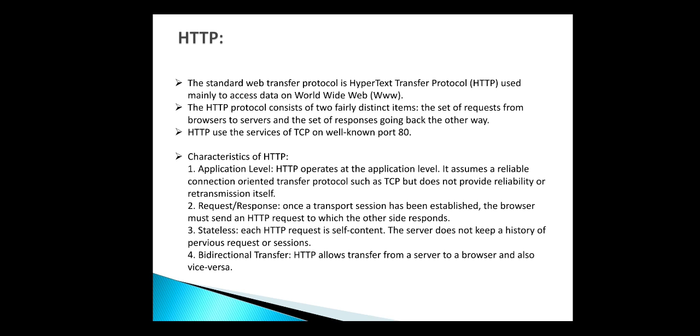What are the characteristics of HTTP? One is the application level. It operates on application level. It assumes a reliable connection-oriented transfer protocol such as TCP, but does not provide reliability or retransmission itself. Second characteristic of HTTP is request or response. Once the transport session has been established, the browser must send an HTTP request to which the other side responds.